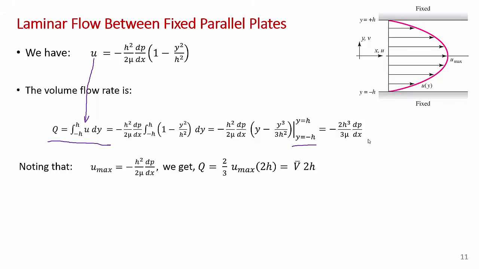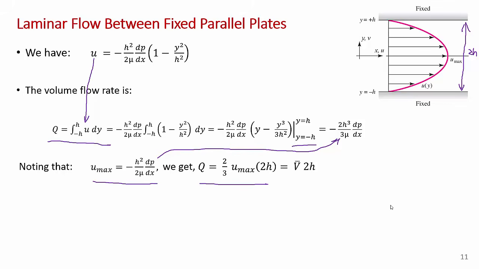Now if you check this out, we just showed that the maximum velocity was minus h squared over 2 mu dp/dx. If you make that substitution into here, you get that the flow rate is 2/3 the maximum times 2h. Now I've put 2h here because that's the full cross-section here. This cross-section is 2h.